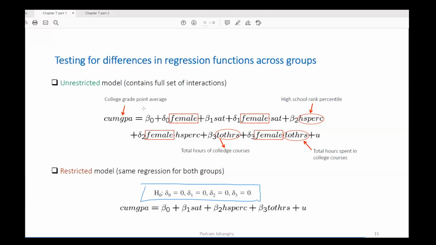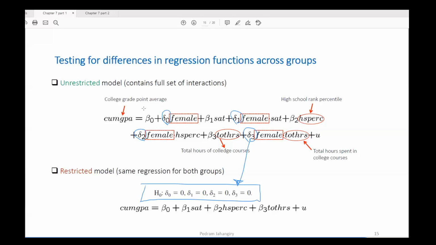So I need to make sure that delta 0, wherever I see gender, I want to see that those coefficients are equal to 0 collectively or not. This is a very interesting hypothesis question, right? If I want to answer a question like this, remember, this is a nested model. For nested model, we can use F statistic.